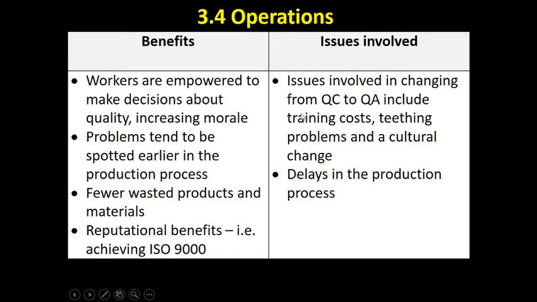So really it seems like a beneficial system for most organisations to use. So what are the issues? Well, most of the issues revolve around moving from a system of quality control to quality assurance. So you'd have the training costs of staff. If you're suddenly asking workers to work in a different way, you need to make sure that they have got the skills, the confidence to be able to do that effectively.